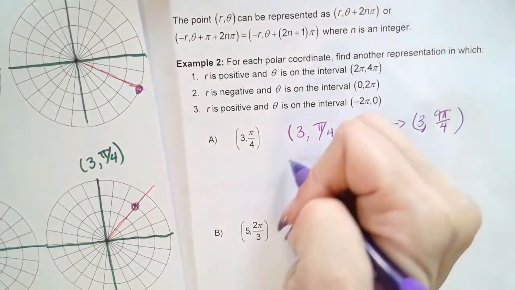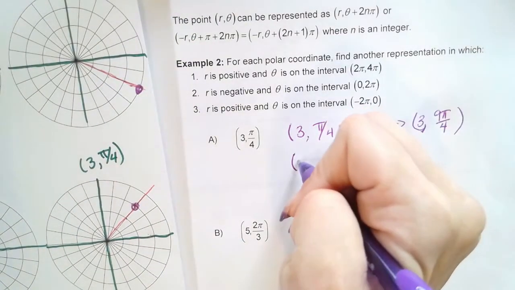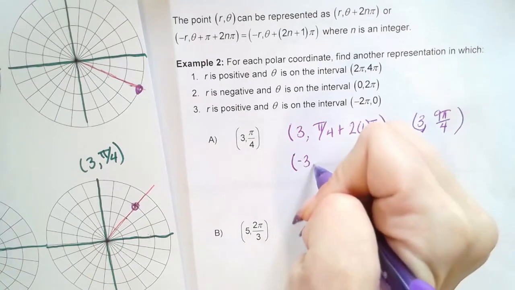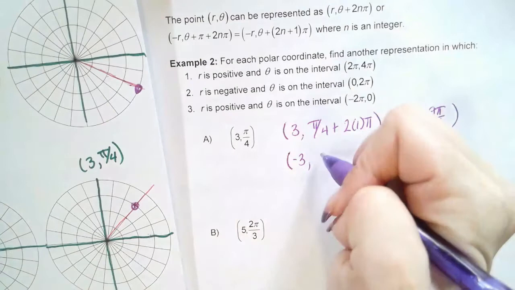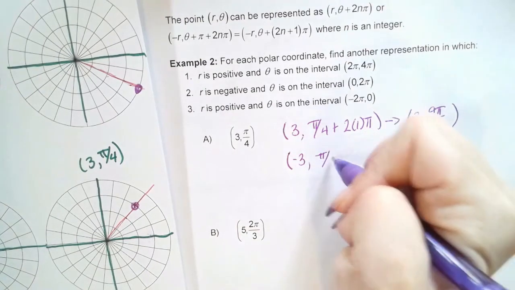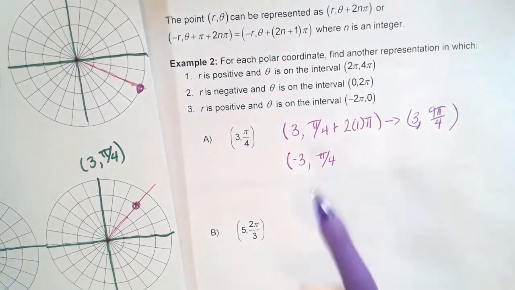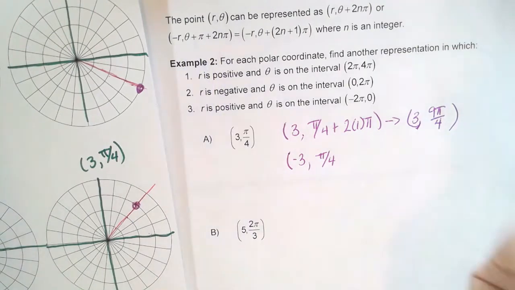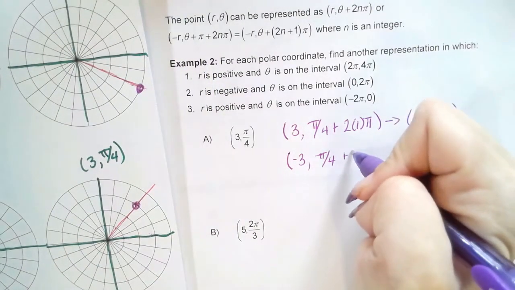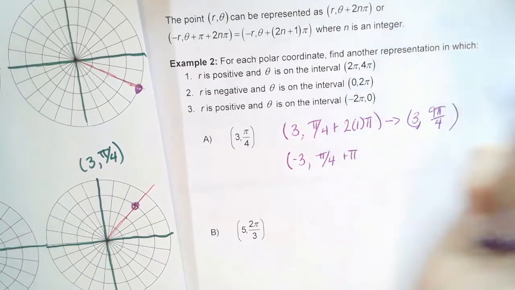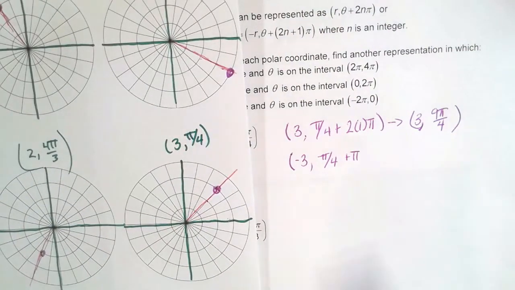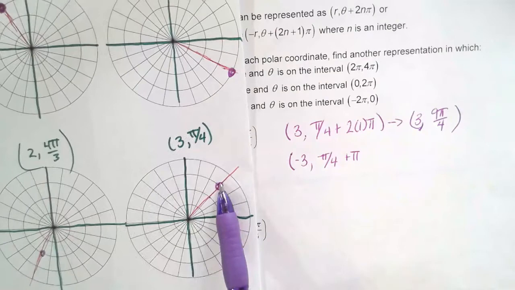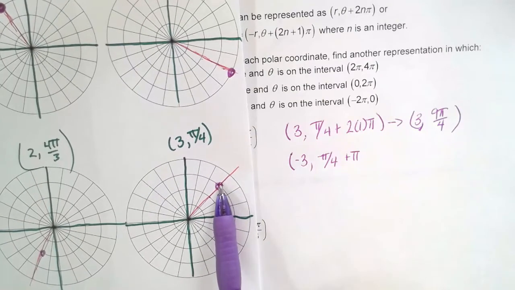On the next one, it wants our r to be negative, so we're going to have negative 3 instead. Now we want to talk about our theta, right? If our theta is pi over 4, now if we want to go negative, remember we add pi first, and then see what happens there. So let's try that out. And remember, I want to end up in this position, right? I want to stay right there.